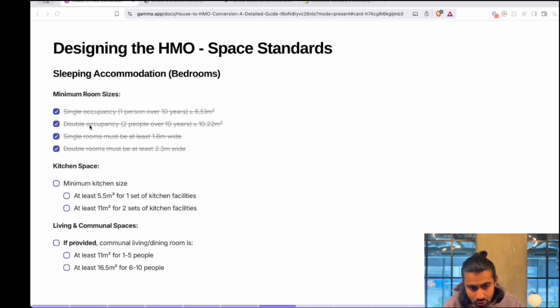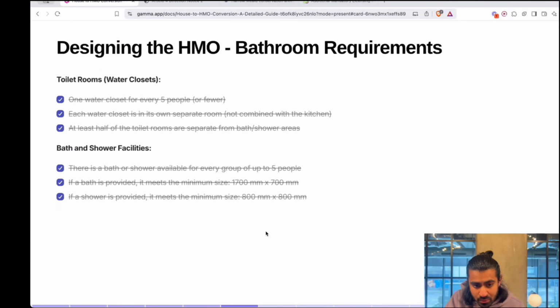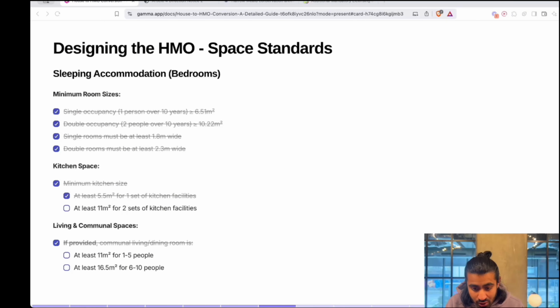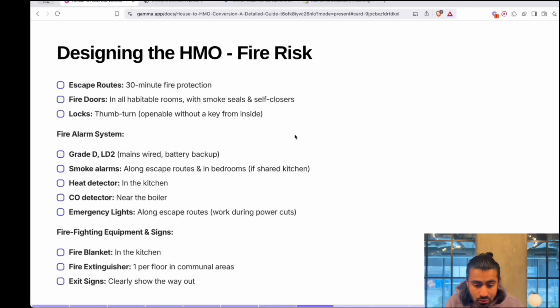that essentially meets all the space standards of the single occupancy, double occupancy, meets the minimum kitchen sizes, and also meets the living and communal spaces, if provided. It also meets the bathroom requirements and the kitchen requirements. So now that we've designed our HMO from the space standard, the next thing we want to do is think about fire risk, okay?